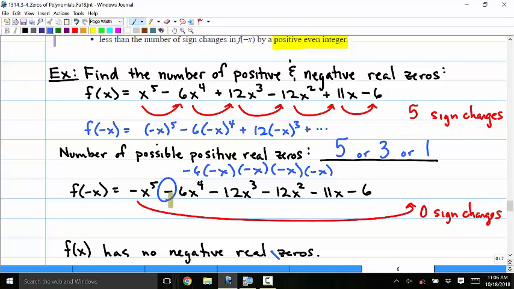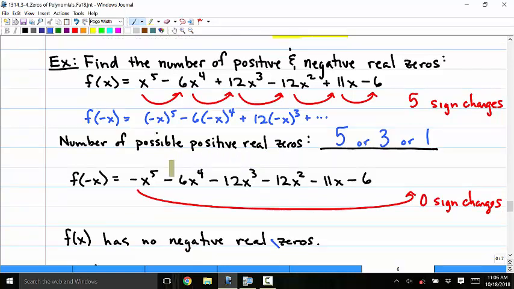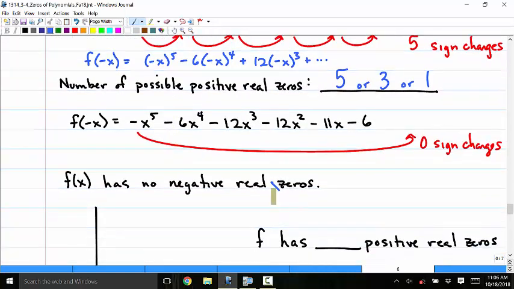Does that make sense? Okay. When I looked at f of negative x, there were 0 sign changes. So that meant that I have 0 negative real roots possible.